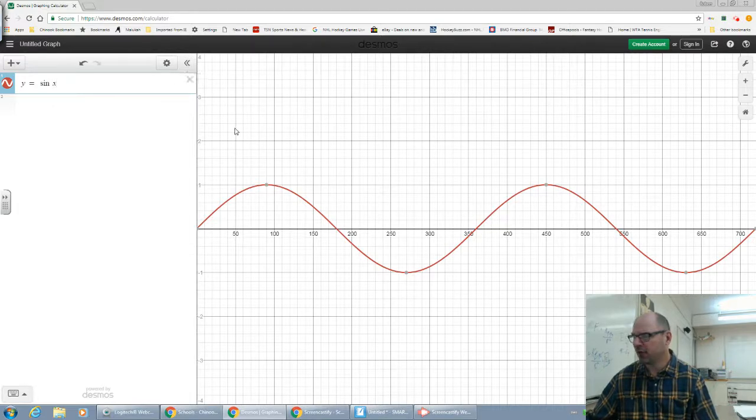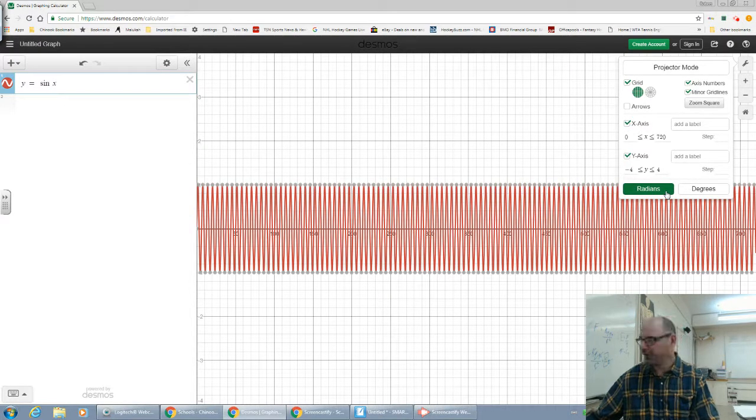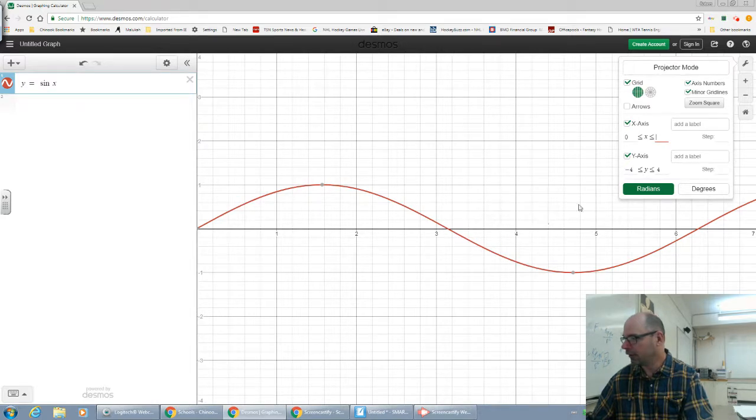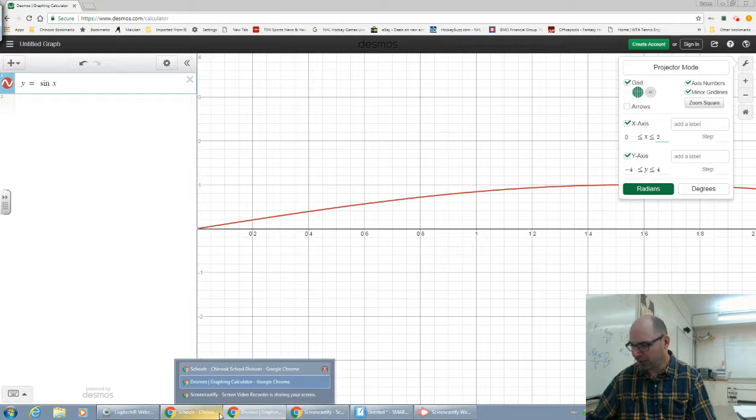So the big difference is if we're going to do radians, we have to click radians. Look at all that. Whoa. But the reason it's doing that is because we have to change the x value, not to 360 or 720. Radians, 2 pi radians is 1 period. 2 pi is only 6.28321. Okay, so let's go from 0 to 2 pi.